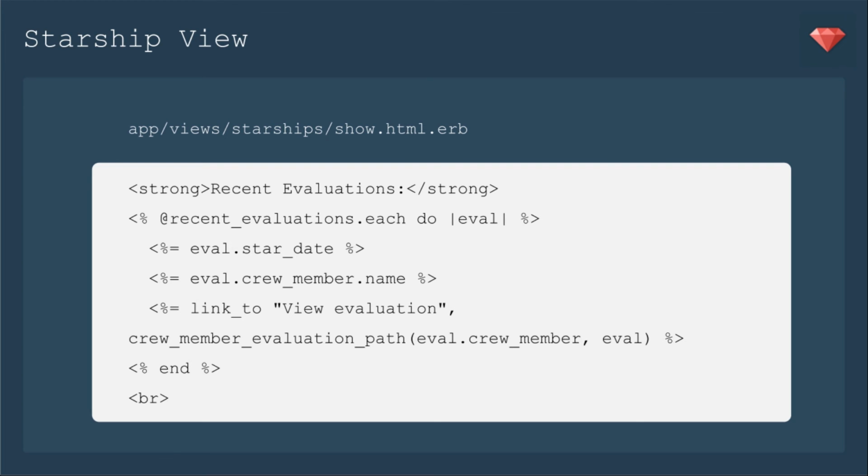Finally, we need to update our view. So we'll have a heading for recent evaluations, and then for each recent evaluation, we'll show the start date, and let's go ahead and have the crew member name. This could be cleaned up a little bit, but for the purposes of this episode, I left it breaking the law of Demeter, but you really would want to have a method on evaluation to show the crew member name. Then let's link to view that evaluation, which is the crew member evaluation path. We need to feed in the crew member and the evaluation, and that's it.